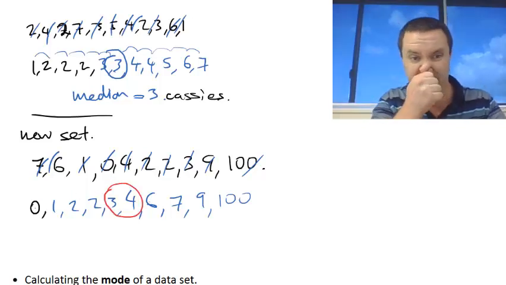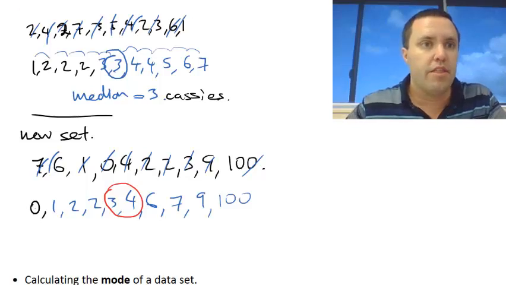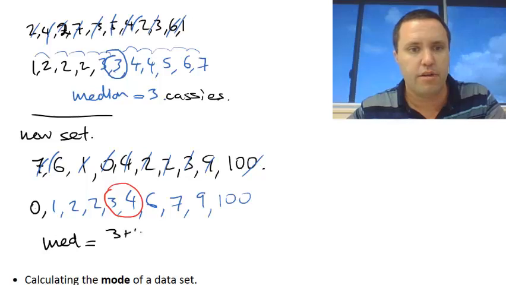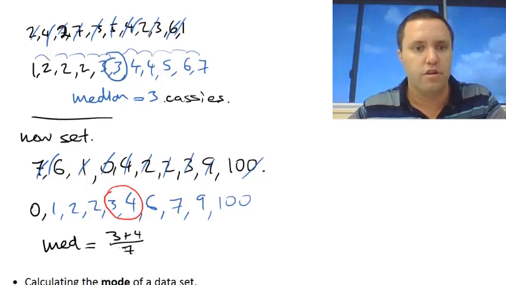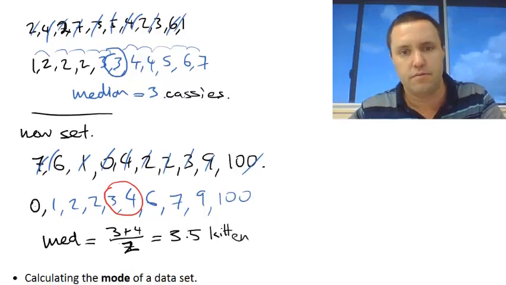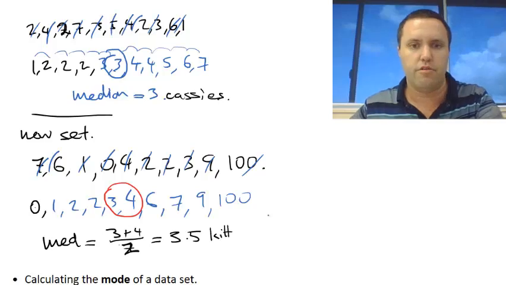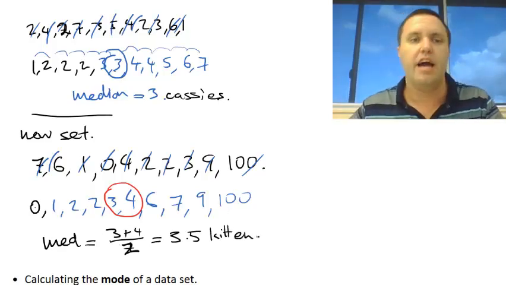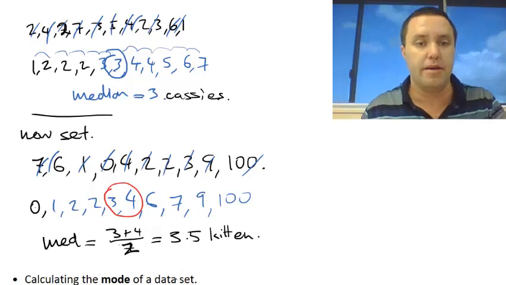Okay, so then we do the average. The median for this will be 3 plus 4 divided by 2, which is 3.5 kittens. Ooh, 3.5 kittens per Sinead is our average, sorry, as a median there, okay?